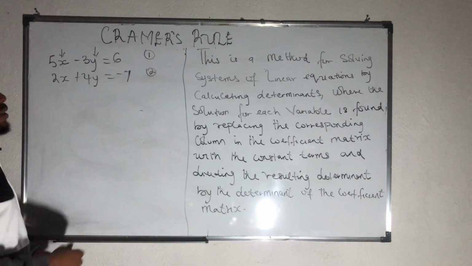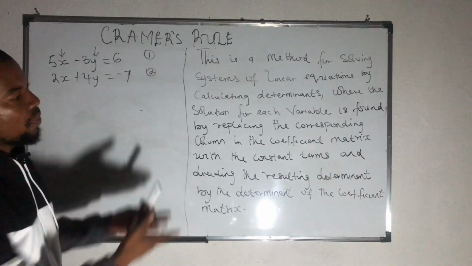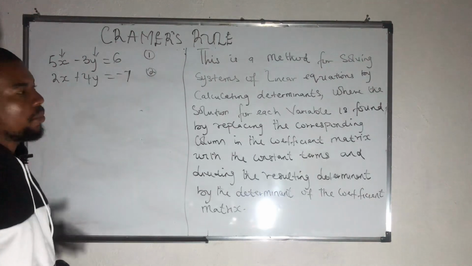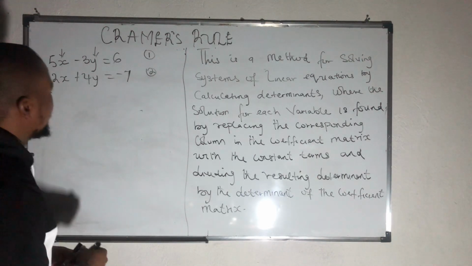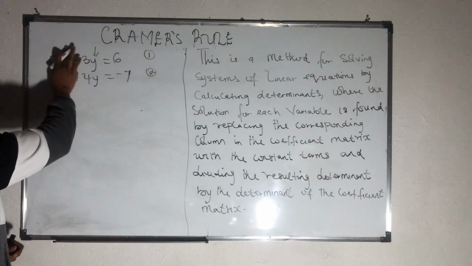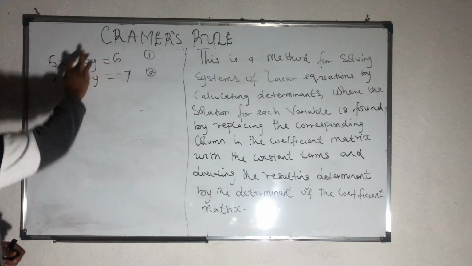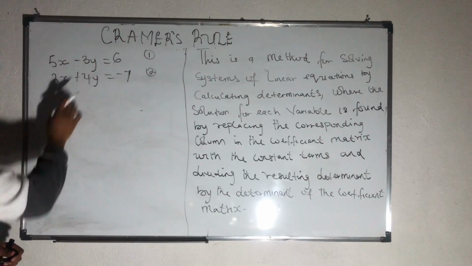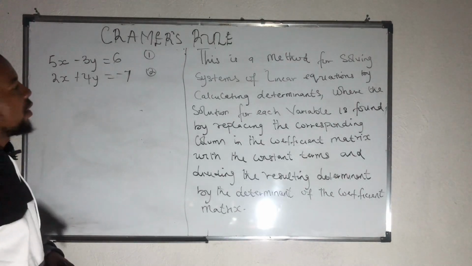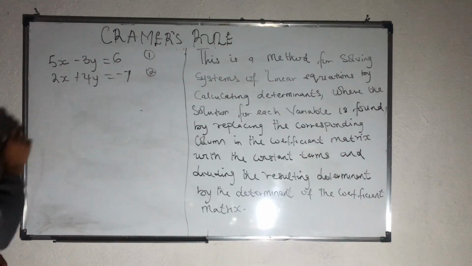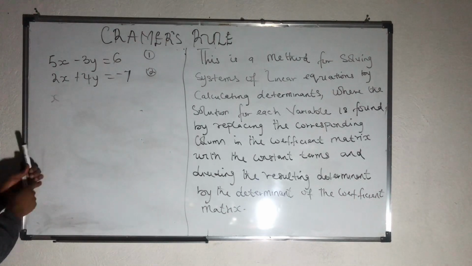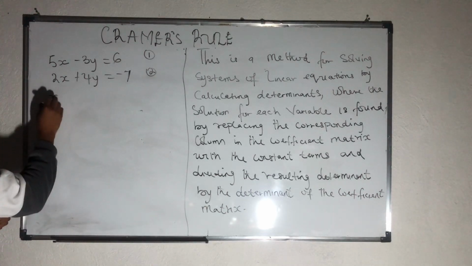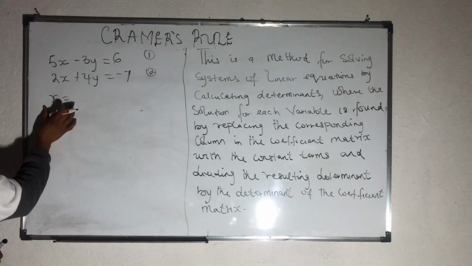So what this simply means is that it looks quite complicated, but trust me, it's very simple and easy to understand. So what this simply means is that we are going to form matrices from these two equations, right? So to find the value of x, we're going to use this very formula.